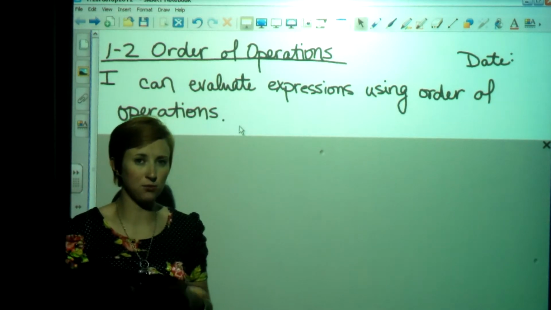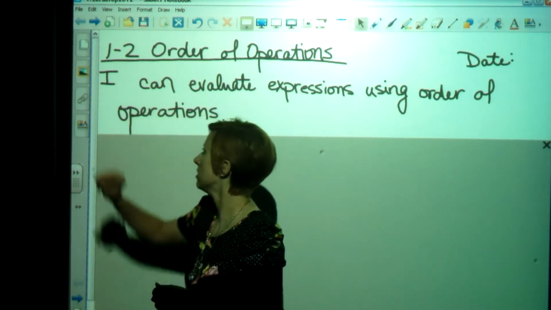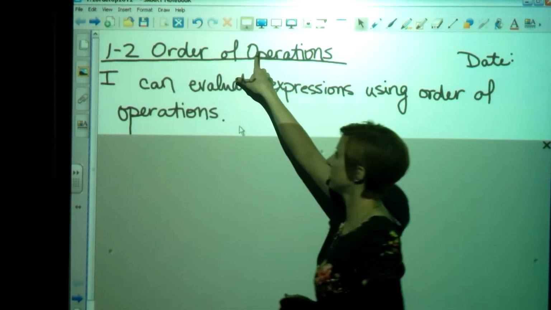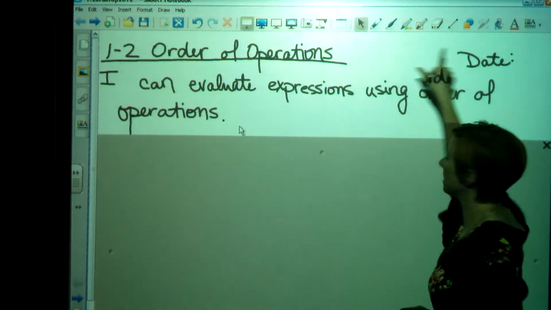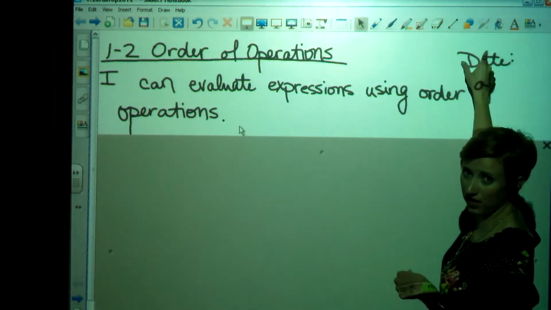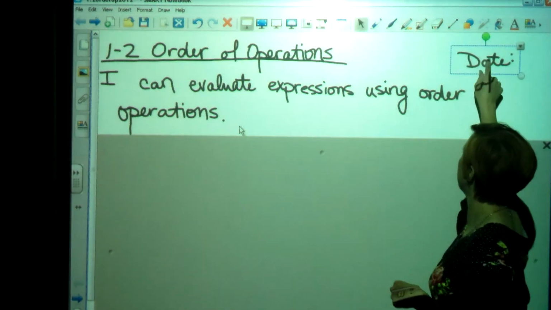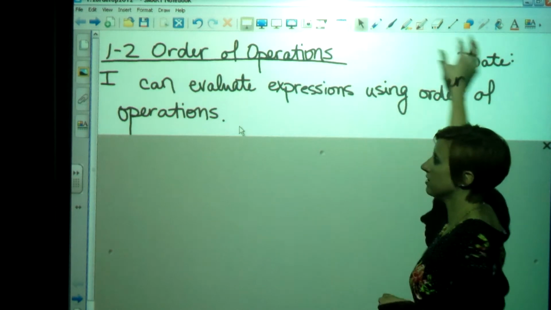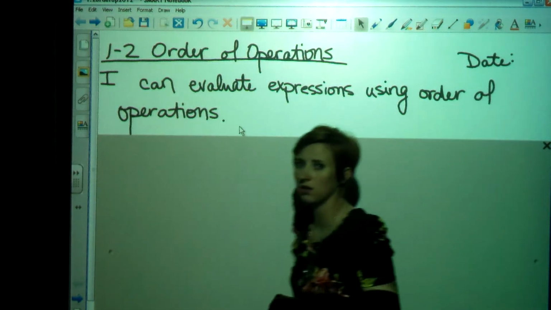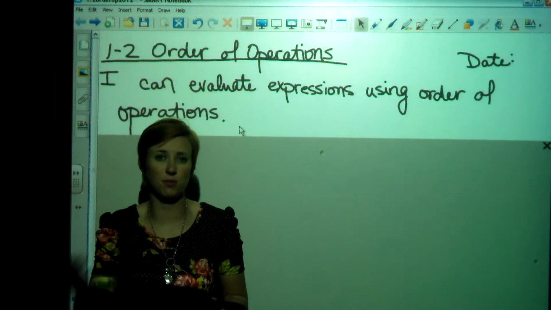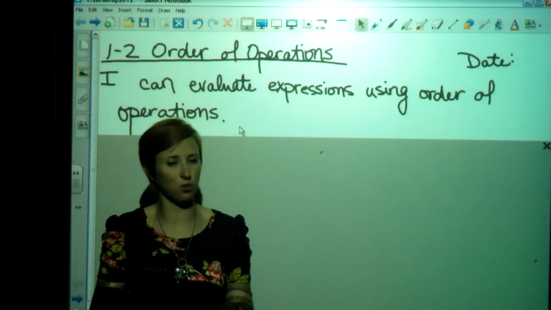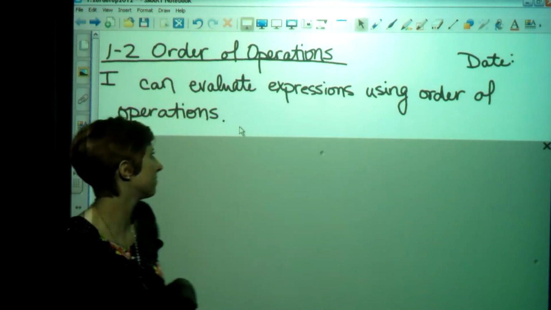This is our second lesson. So it's still chapter 1, lesson 2. So we have 1-2, order of operations. Once again, please put the date. Hopefully it's August the 9th, but we'll go from there. So your title and your date as always. You can start this on a new page or at the bottom of your other notes. I don't mind as long as you keep yourself organized and on track.